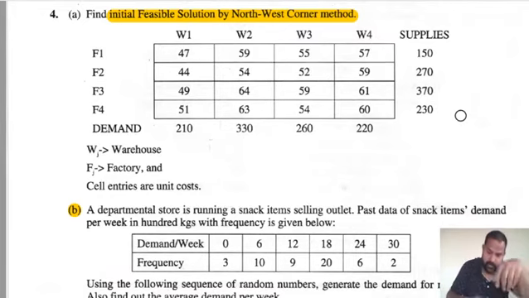So if you check, let me check. The supplies are 150 plus 270 plus 370 plus 230 is 1020, and the demands are 210 plus 330 plus 260 plus 220. The answer is 1020, which means demand is meeting supply, and that is all I care about. I don't care about how many factories are supplying to how many warehouses. None of my business. You supplied with 3 factories or 10 factories. As far as demand is being met with supply is all I care about.